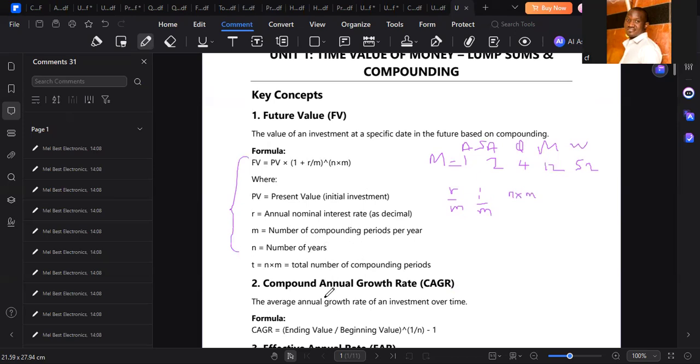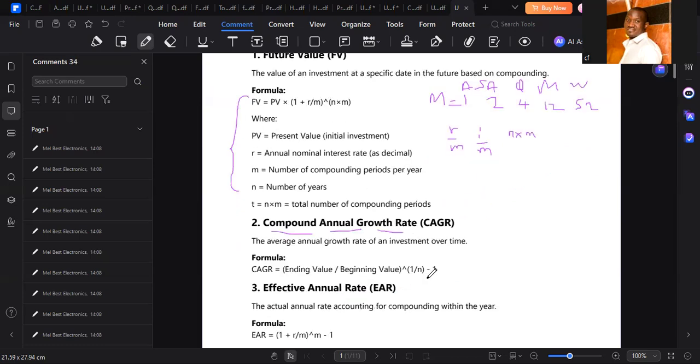We also have what is called the compound annual growth rate. Compound annual growth rate is simply given by the ending value over beginning value, to the power 1 over n, minus 1. This is the average annual growth rate that an investment may have over time.